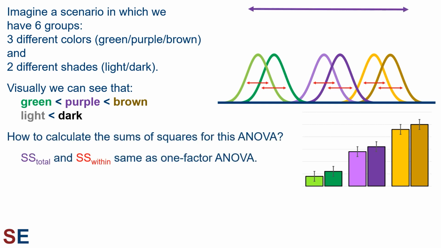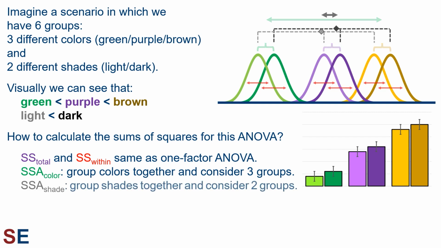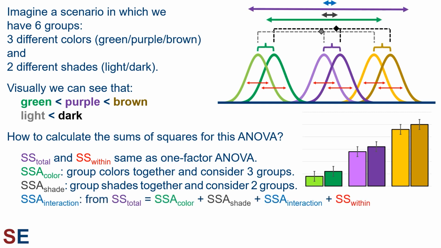First, the sum of squares total and sum of squares within will be calculated the same way as we would for the one-factor ANOVA. Then for the sum of squares among for the color factor, we group the colors together and consider 3 groups, one for each set of groups that have the same color factor value, and calculate the sum of squares based on these 3 values. Then, for the sum of squares among for the shade factor, we group the shades together and consider 2 groups, one for each set of groups that have the same shade factor value, and calculate the sum of squares based on these 2 values. Finally, the sum of squares among interaction value will come from the equation: sum of squares total equals sum of squares among for color, plus sum of squares among for shade, plus sum of squares among for the interaction, plus sum of squares within.